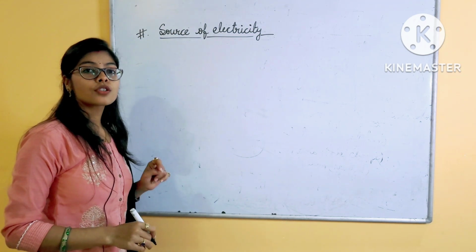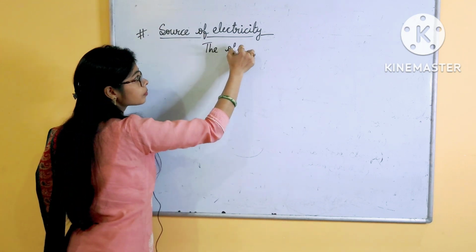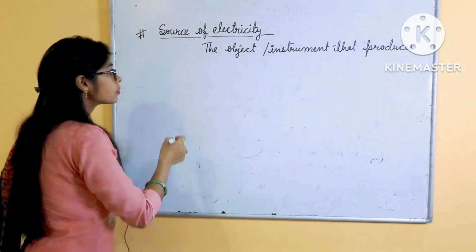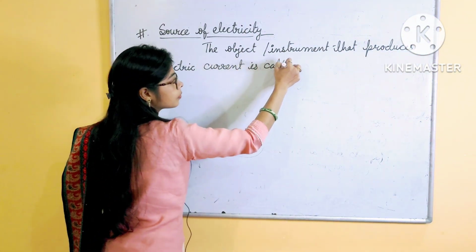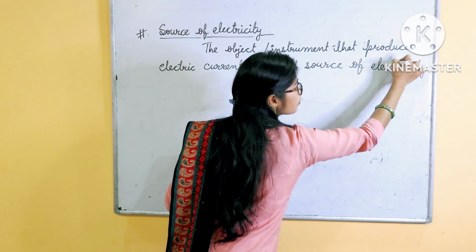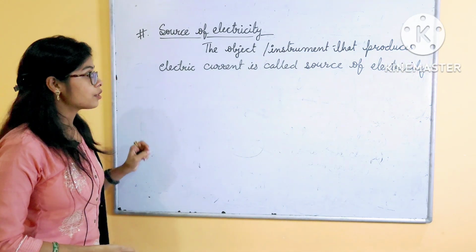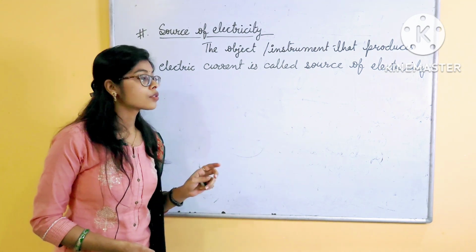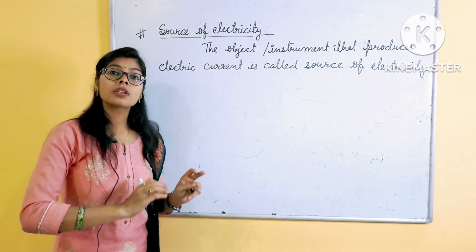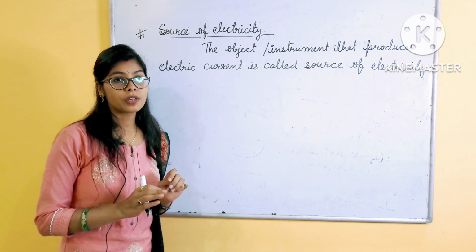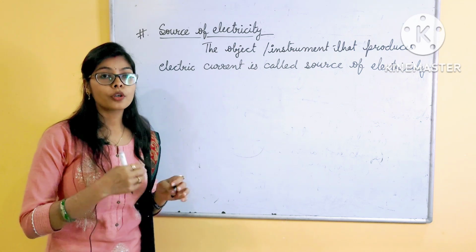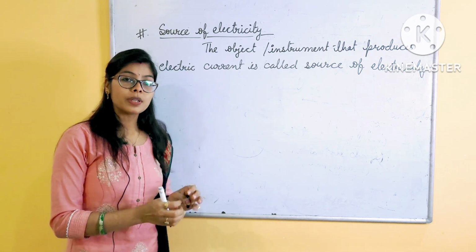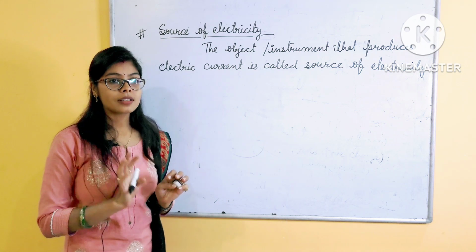The next topic is source of electricity. As per the definition, the object or instrument that produces electric current is called a source of electricity. In simple words, every object and instrument that produces electricity by the flowing of charges, that we consider as a source of electricity. It means from where we get electricity, they are known as sources of electricity.